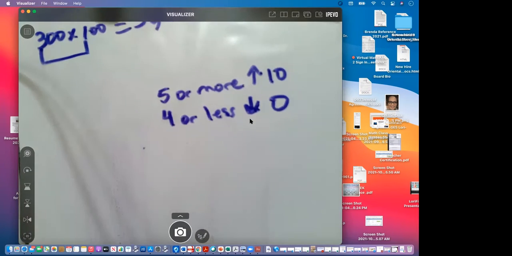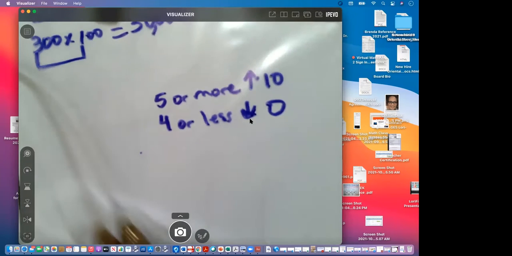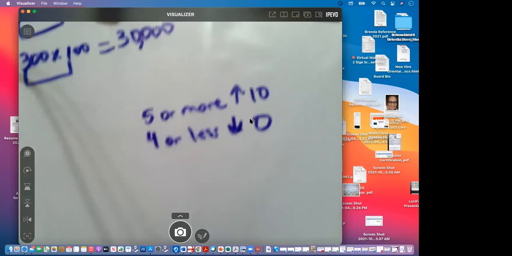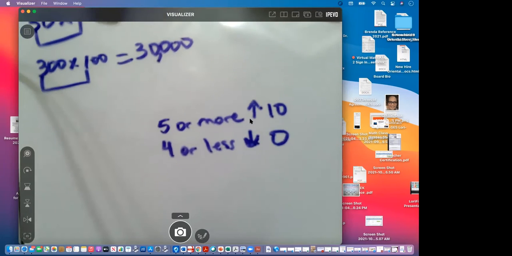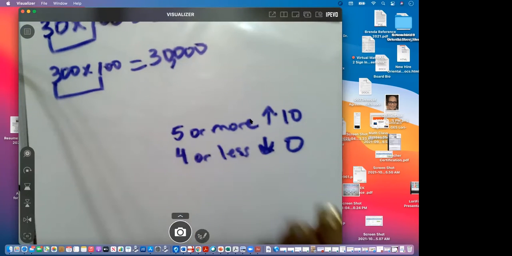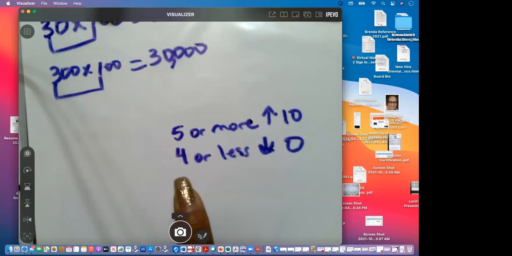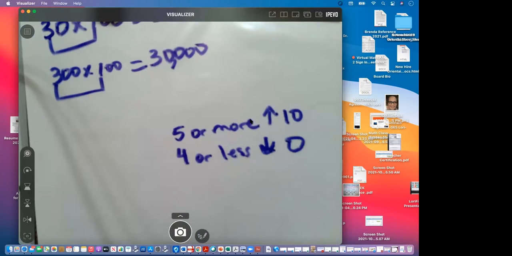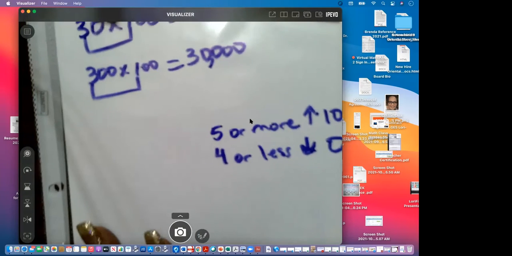Let's review rounding. If you look at my screen, I have a little rule here that I want you all to write down. If it's 5 or more, you're going to round up to the next 10 or the next 100, the next 1,000 or the next 100,000. If it's 4 or less, you're going to round down to 0. So let me show you what I mean.